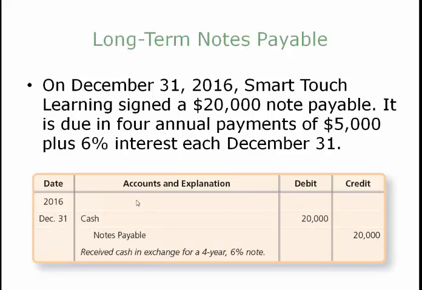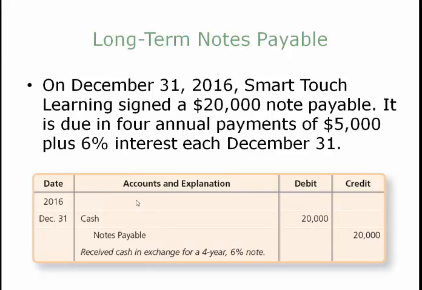Here's the first part, though. Let's look at what SmartTouch did. On December 31st, 2016, SmartTouch signed a $20,000 note payable, due in 4 annual payments of $5,000 plus interest. What's critical about that $5,000 is they're going to have to pay interest on the full $20,000 in the first year, but they're going to pay 6% interest on $15,000 in the second year, 6% on $10,000 in the third year, and 6% on $5,000 in the fourth year.